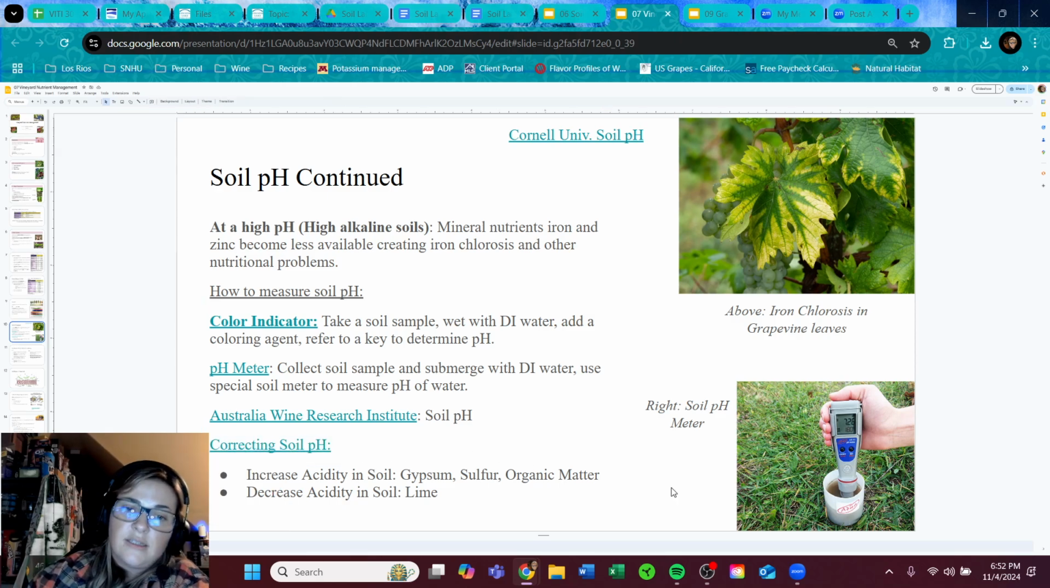So, to increase acidity, gypsum, sulfur, organic matter, or to decrease the acidity in soil, you can use lime. I'm sure there are other things out there too. This was just one of the resources that I found. So, correcting soil pH, put a star next to that. That would be important. I know on the quiz there was a question about a pH meter. Don't worry about how it's measured. We didn't do this in lab, so I'm not going to ask you that on the exam.